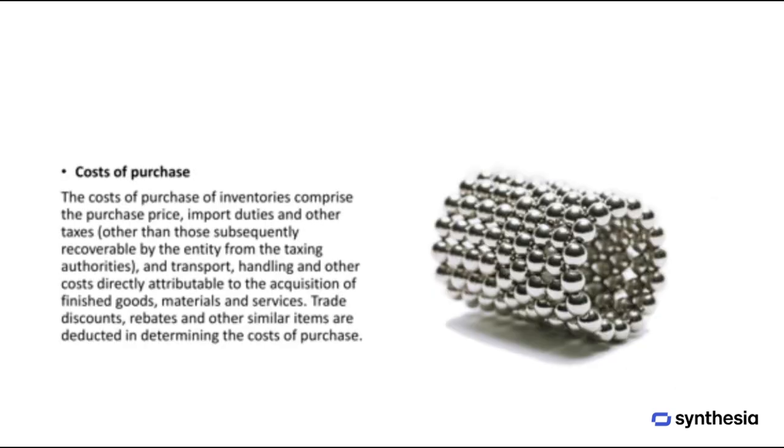The cost of purchasing inventories includes the purchase price itself, along with import duties and other taxes that the company cannot recover later from tax authorities. It also covers transport, handling, and any other costs directly related to acquiring finished goods, materials, or services. When calculating these costs, any trade discounts, rebates, or similar reductions are subtracted to arrive at the final purchase cost.